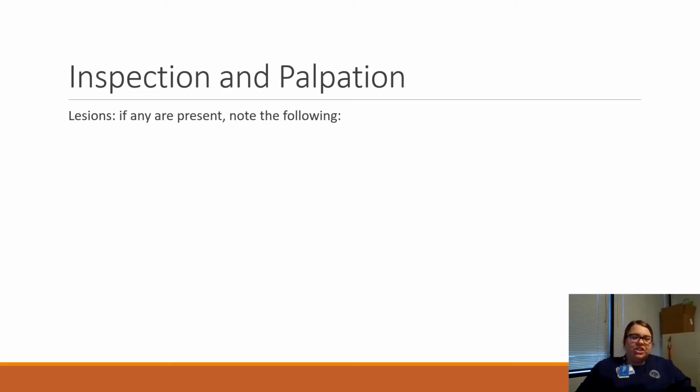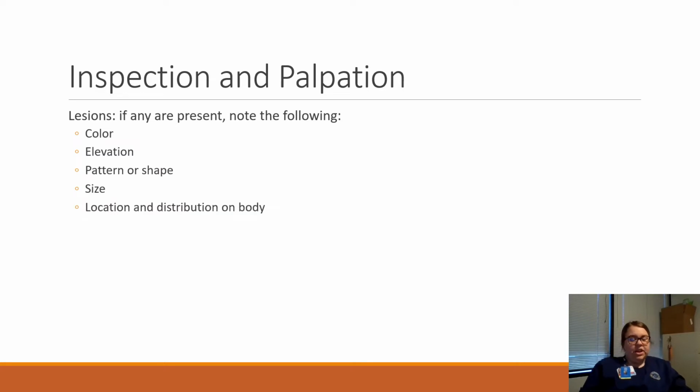So let's talk about lesions. If there are any present, you want to note the following. You want to note the color. Are there multiple colors? What color is it? Elevation: what's the height of it? Is it flat or raised? The pattern or the shape: is it oval? Is it jagged? The size of it: is it 6 millimeters, 6 centimeters? How big is it? The location: is it distributed throughout the entire body, such as a rash?